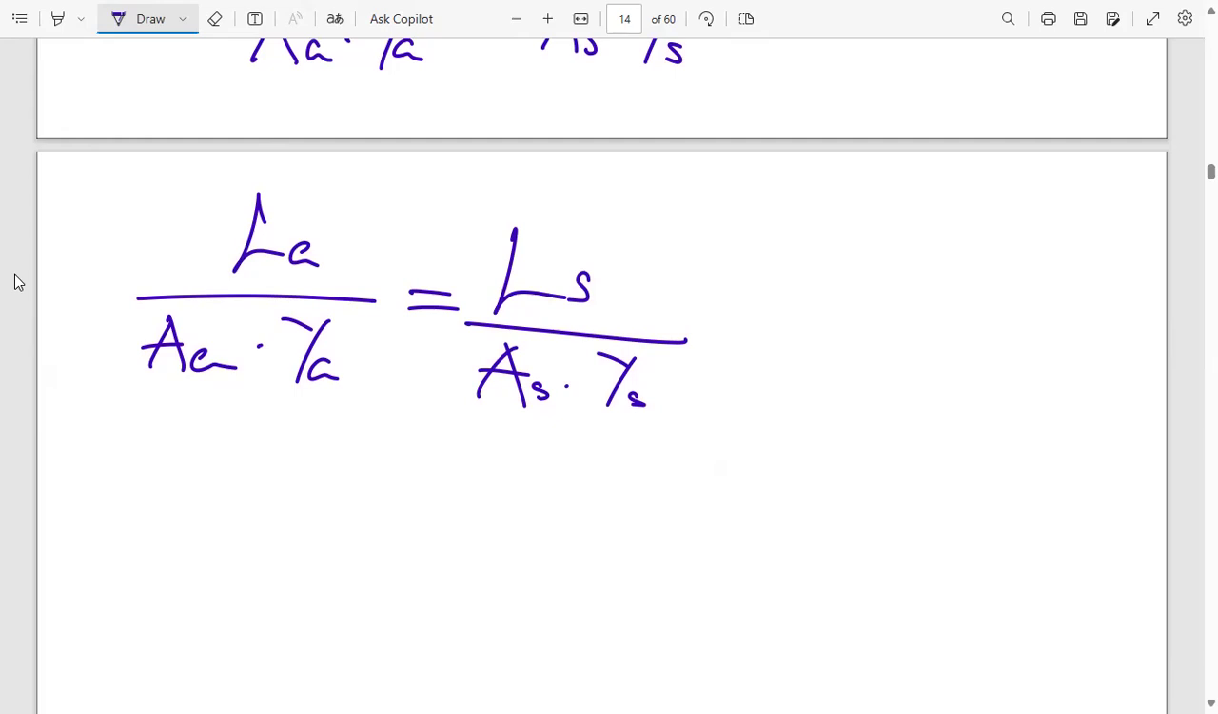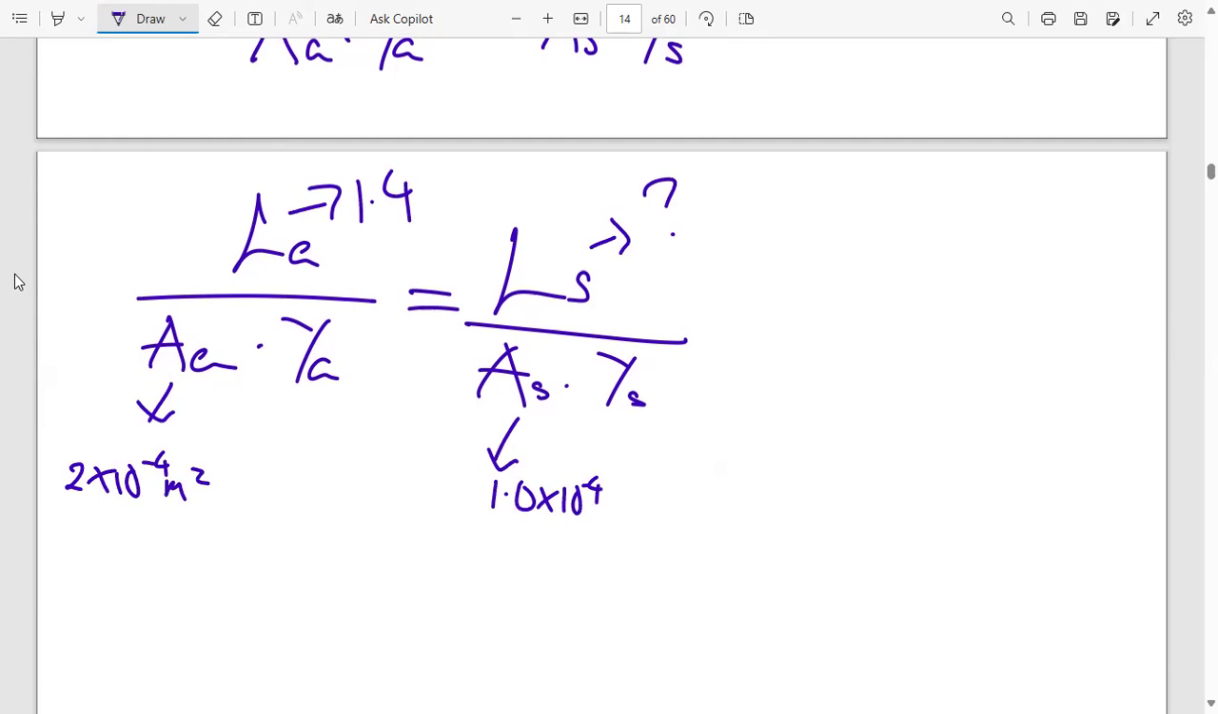So we've been given that the initial length for copper is 1.4. The initial length for steel is what we are looking for. The cross-sectional area for copper is 2 times 10 to the power minus 4 square meters, whilst the cross-sectional area of the steel wire is 1.0 times 10 to the power minus 4 square meters, like that.